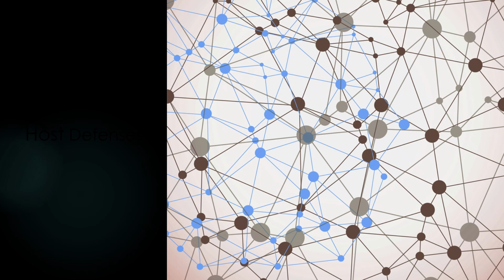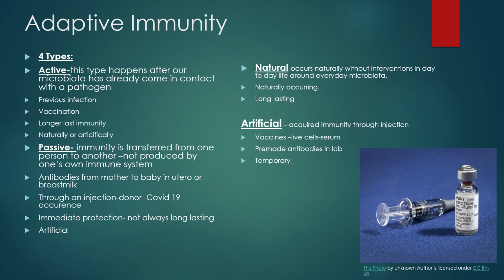Host defenses. This is the 5th Builder lecture. In this Builder lecture, I'm going to be discussing a few different things. First, we're going to discuss adaptive immunity. There are 4 types of adaptive immunity.